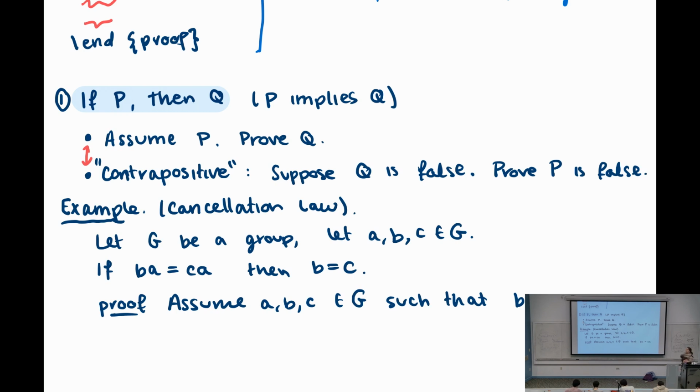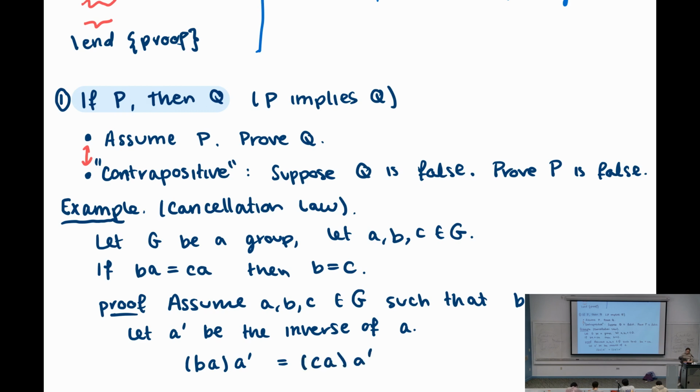Okay, so then just thinking about the properties of groups that we have, we know that A has an inverse. So we'll let A prime be the inverse of A. Then multiplying this equation on both sides on the right by A prime gives us the following. So we have BA times A prime is equal to CA times A prime.